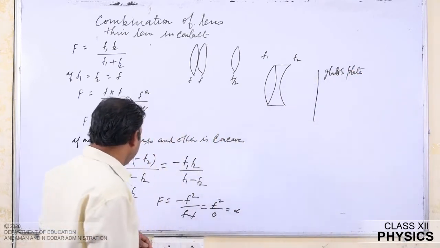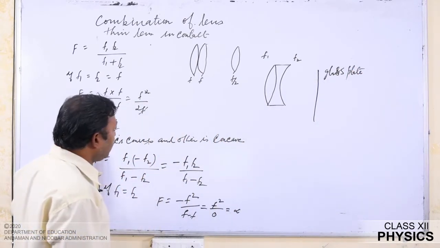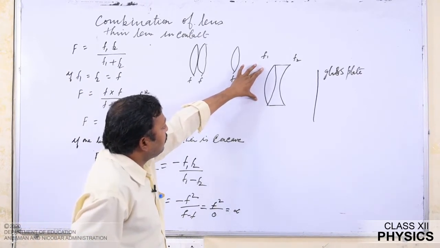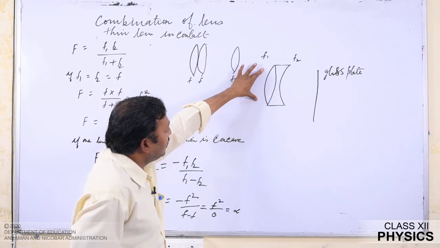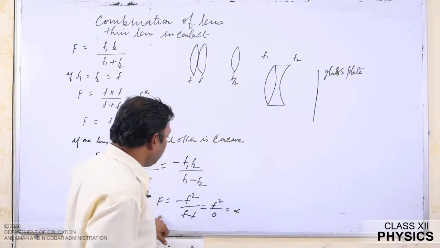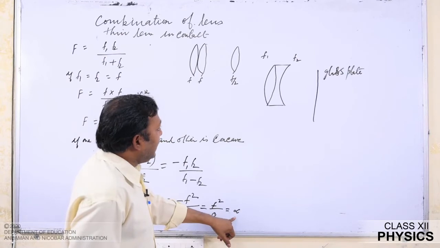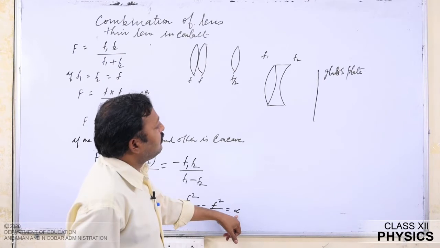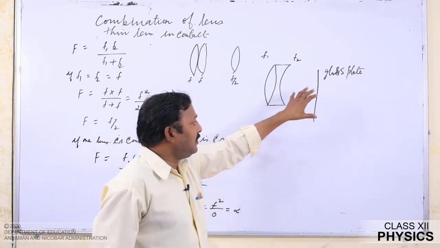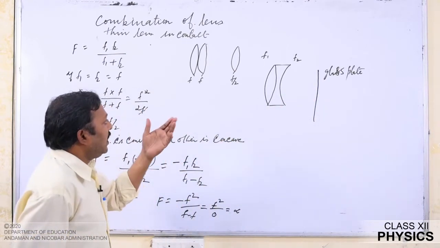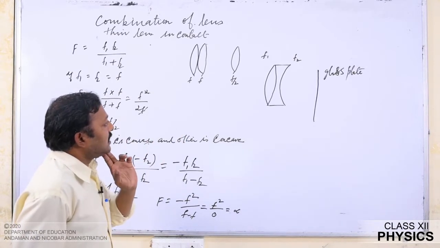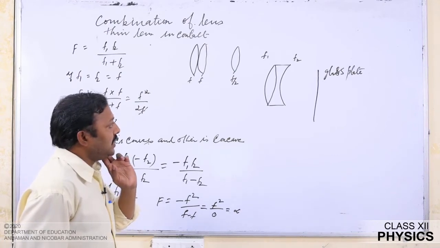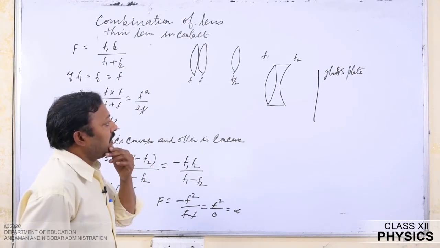So we see that in the formula of focal length, if two lenses have the same focal length, one of which is convex and the other concave, then the resultant focal length comes out to be infinity, which indicates that the radius of this combination is infinity, which is possible only for a glass plate. That means when we combine two lenses, one convex and the other concave, the resultant will behave just like a simple glass plate and there will not be any change, and the refractive index will remain the same.